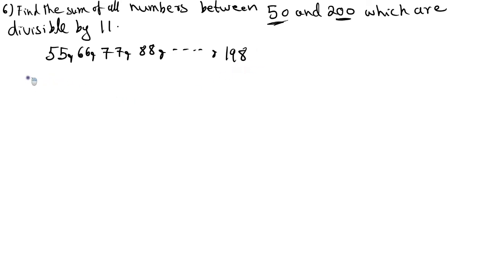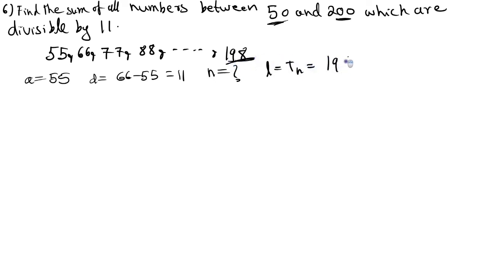Now same procedure, see, a value is equal to 55 and d, common difference, d is equal to 66 minus 55. Calculate that one. It is equal to 11 itself, and the common difference is there. Is n value given? No, right? We don't know how many numbers are there from 55 to 198, so n value you need to calculate. And the last term, that is Tn, we calculated, is equal to 198.